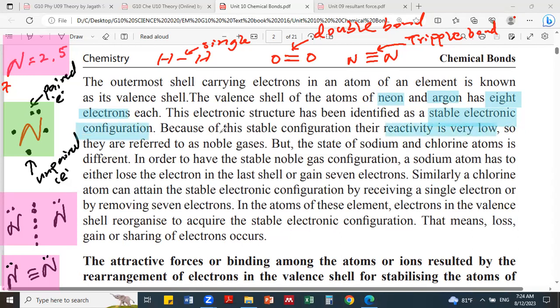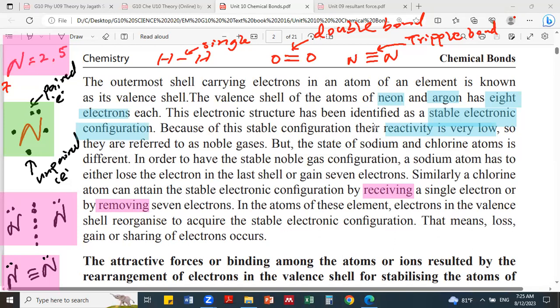If they ask in the exam why helium, neon, argon, the noble gases, have low reactivity, you are right, but the answer is that they have a stable configuration. They have a completely filled outermost shell. But the other atoms don't have that; they can accommodate more electrons. Then how do they achieve noble gas configuration? By receiving electrons, or by removing electrons, or sometimes by sharing electrons.